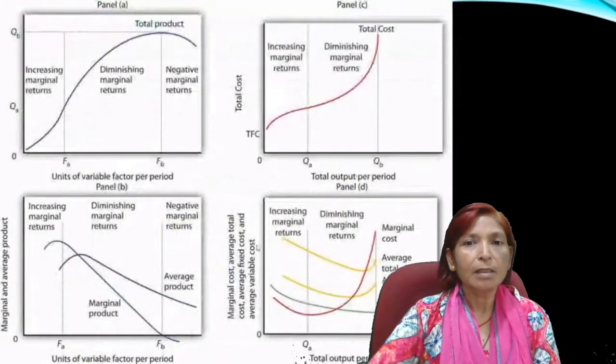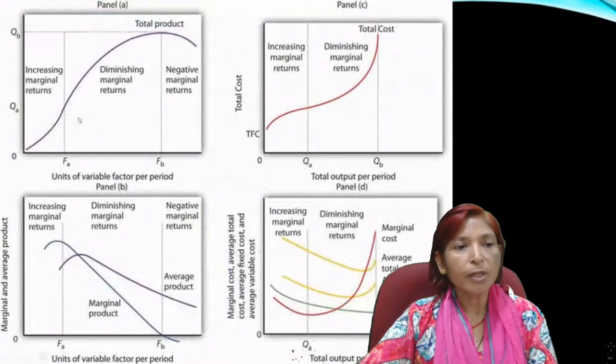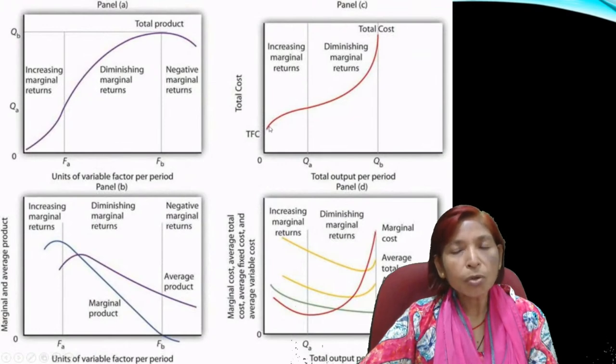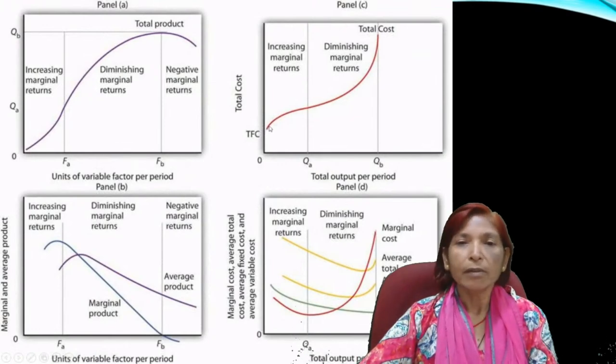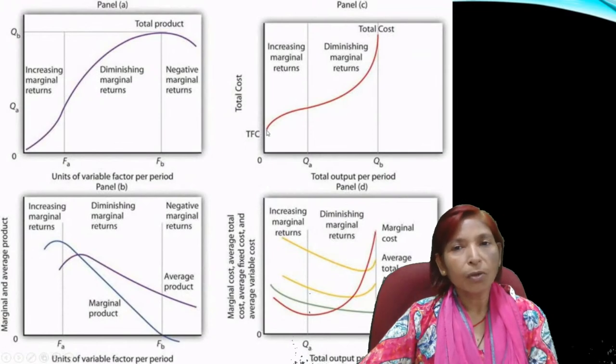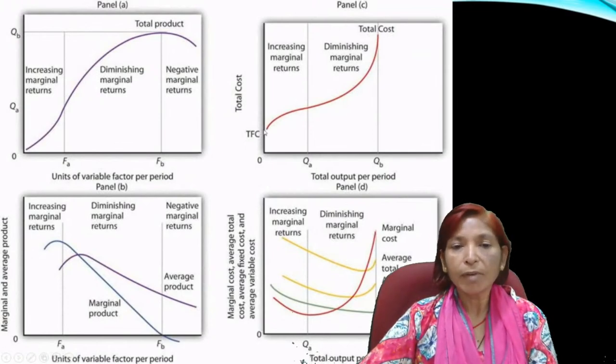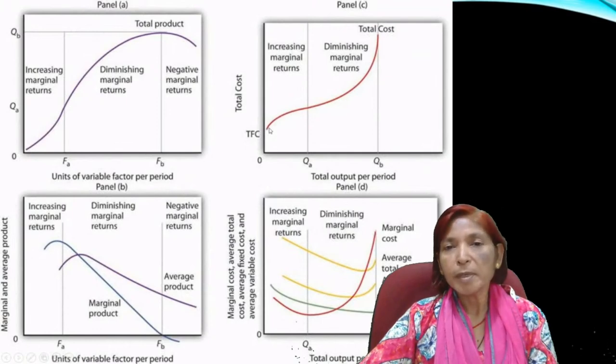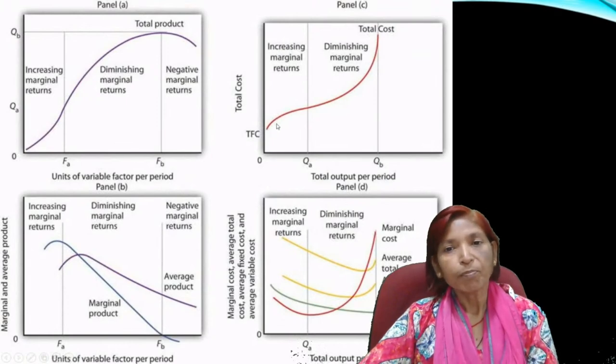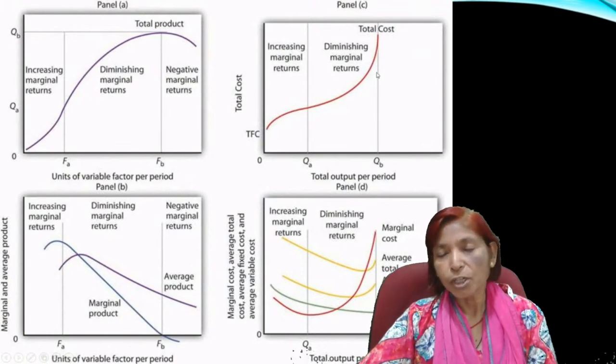Now next, these are different curves, like the total production curve. You know that total production in the beginning increases, then it becomes maximum, and at last it starts falling. And the total cost curve is the sum total of fixed cost and variable cost. So total cost can never start from the origin. It always starts from the y-axis, and its shape is always the same as the variable cost curve, a reverse S-shaped curve.